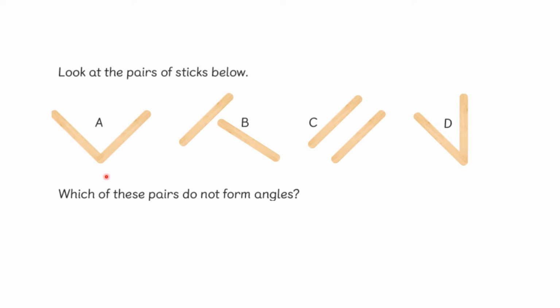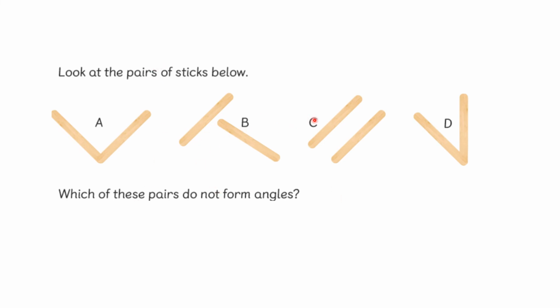Remember, an angle is made where 2 straight lines meet at a point. So A is an angle. Can you use your finger to mark the angle? Let's have a look at B. We've got 2 straight lines, but they do not meet at a point. So B is not an angle.